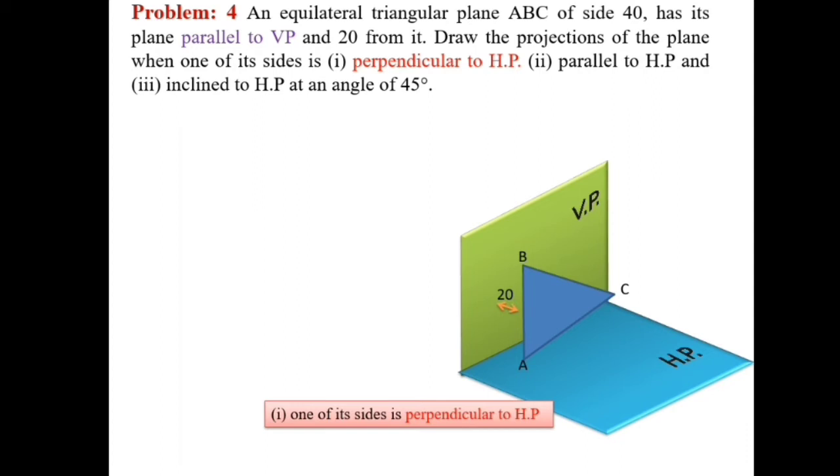From the front view you will get the true shape of the equilateral triangle, and any one of the sides is perpendicular to HP. So you will draw a triangle like this. Now you know that any one of the sides, that means A dash B dash, is perpendicular to HP.